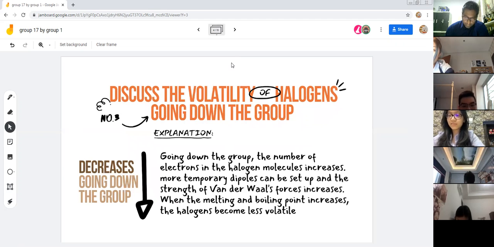The volatility of halogens will decrease going down the group. This is because the number of electrons of the halogen molecules increases, and more temporary dipoles can be set up, and the strength of van der Waals forces increases. When the melting and boiling point increases, the halogens become less volatile.